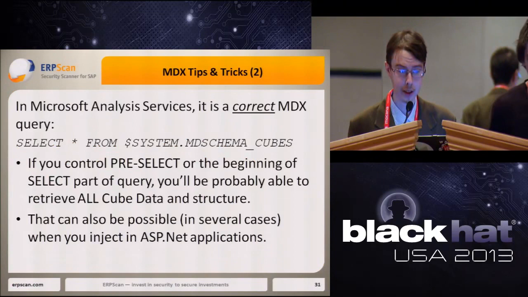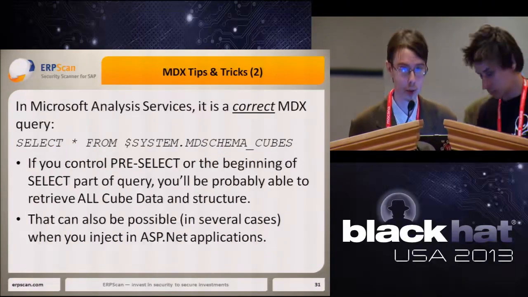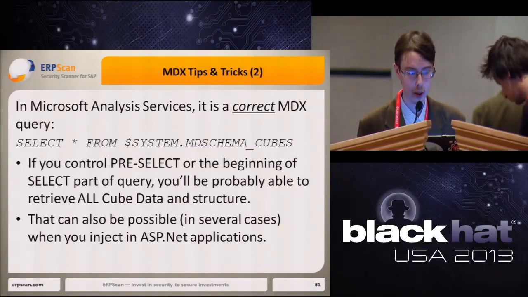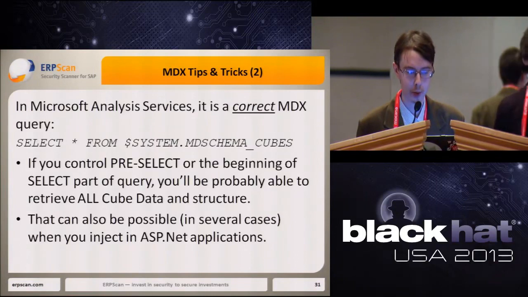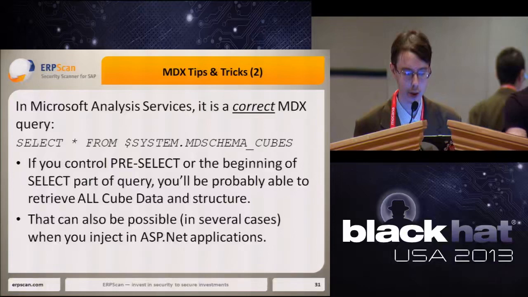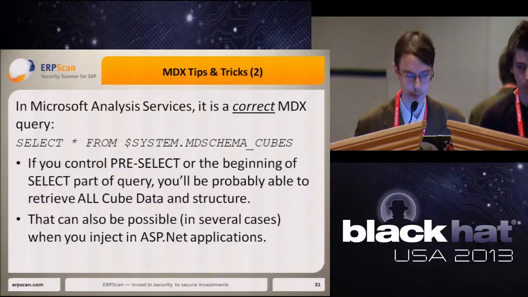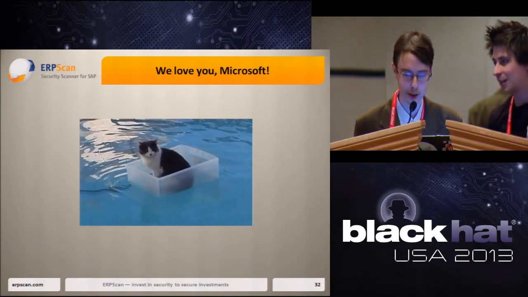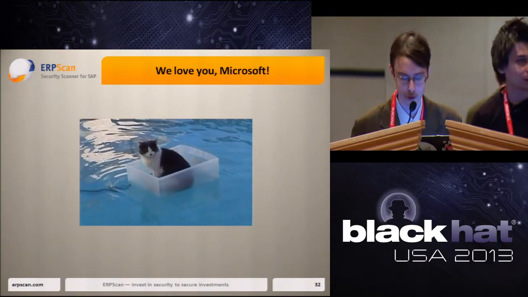Funny thing, in Microsoft Analysis Services, this is a correct MDX query. Yes, it's correct and can be run by a user with the least privileges. So if you control the pre-select or the beginning of the select part of the query, you'll probably be able to retrieve all cube data and structure. That can also be possible in several cases when you inject in ASP.NET applications if they don't use LINQ and use raw MDX. Microsoft always puts us in the position of this cat with such features. So when you write an application for Microsoft Analysis Services, double check the input data if you are using plain MDX queries.